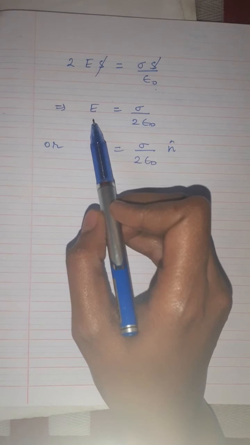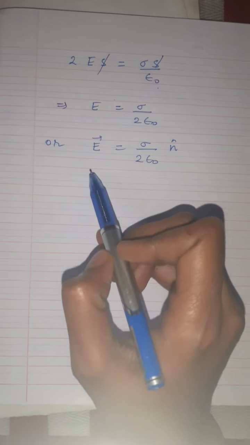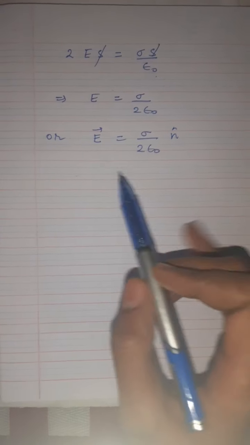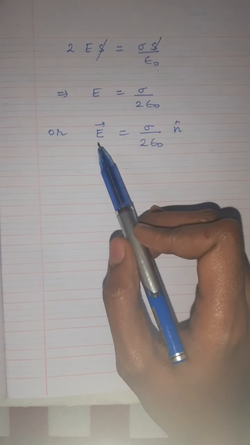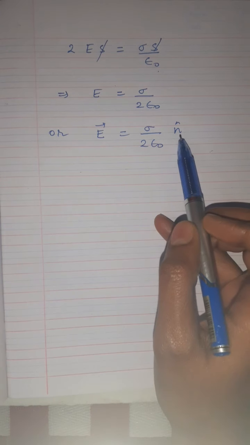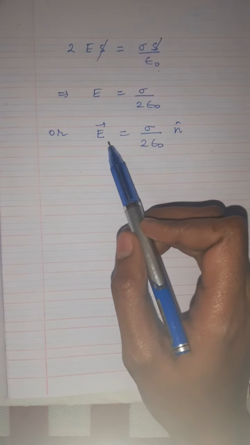So this is the electric field due to a uniformly charged plane sheet. If we want to write its vector form, then we have to introduce a unit vector n. So E vector will be equal to sigma upon 2 epsilon naught n unit vector, where n is the unit vector in the direction of the electric field.